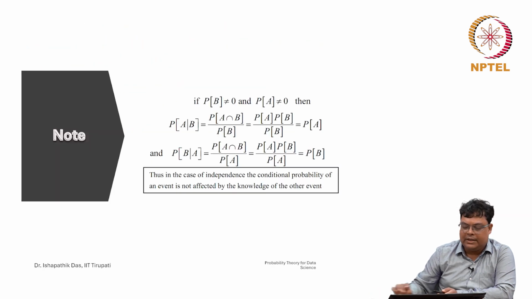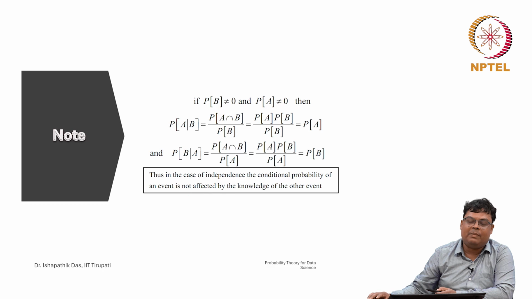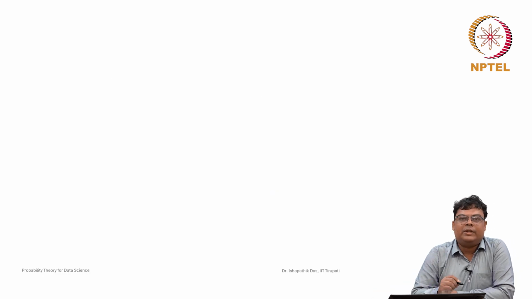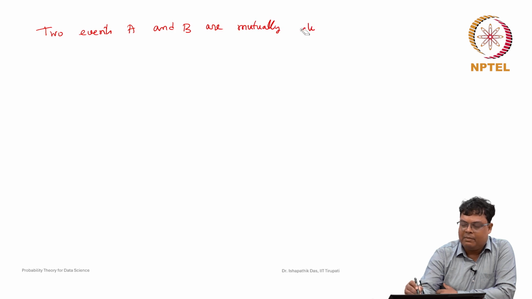So, now this is the explanation we just discussed. If P(B) is not equal to 0 and P(A) is not equal to 0, then probability of A given B is nothing but probability of A, and probability of B given A is equal to probability of B. Thus, in case of independence, the conditional probability of the event is not affected by the knowledge of the other event. So, in that sense, A and B are independent. Now, we have already discussed some concepts. We say mutually exclusive. So, two events A and B are mutually exclusive if A intersection B is the null set.